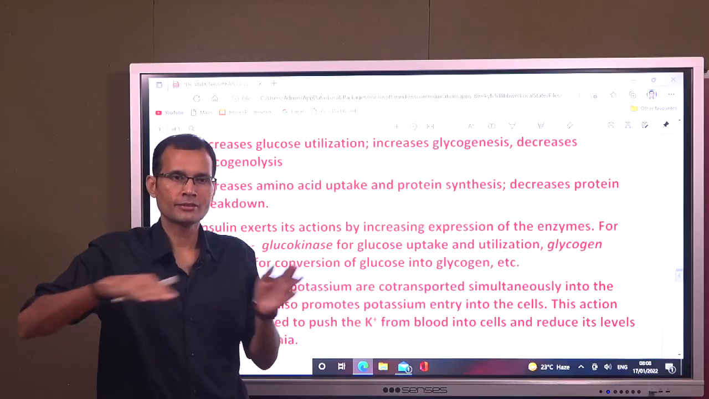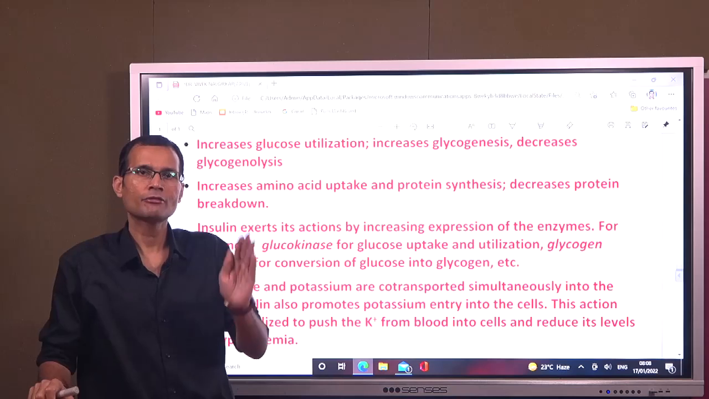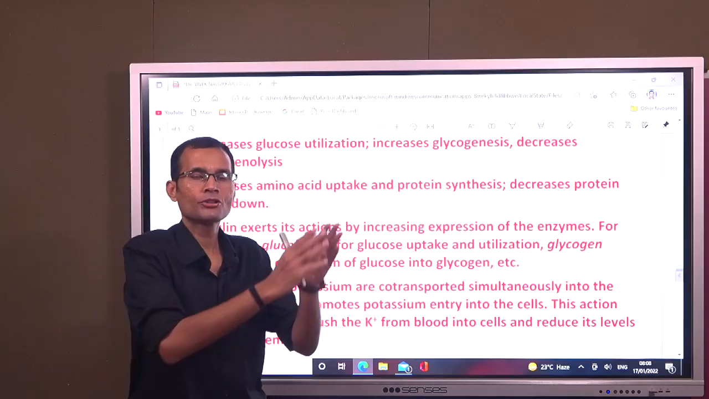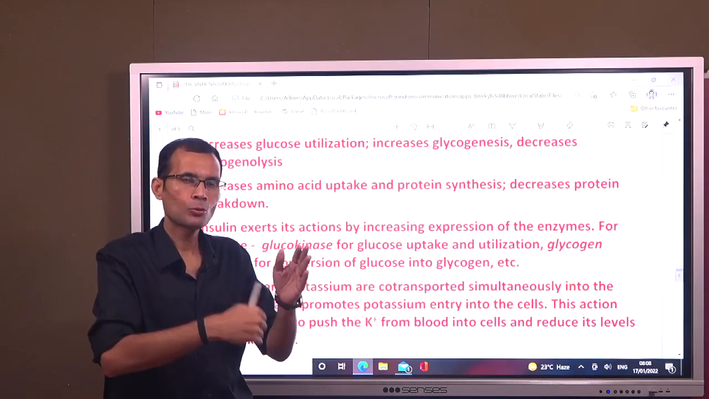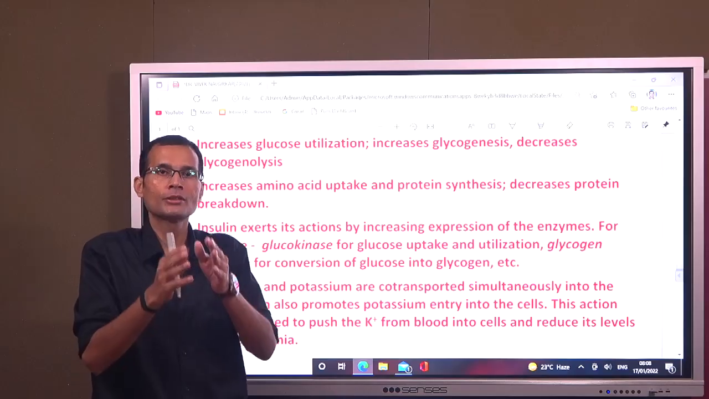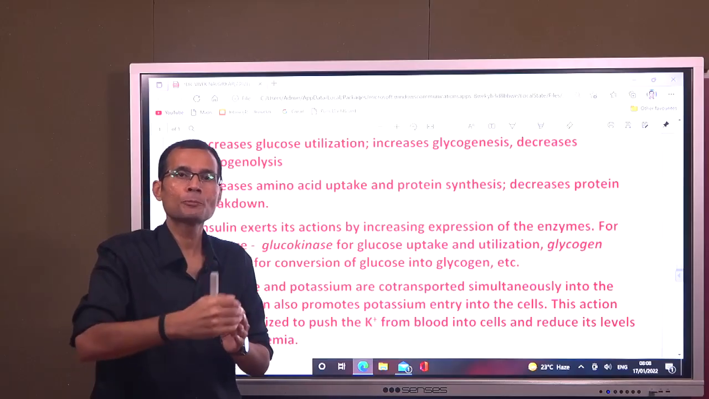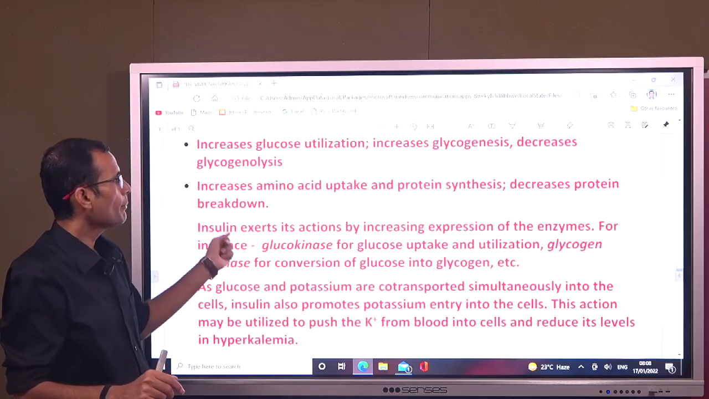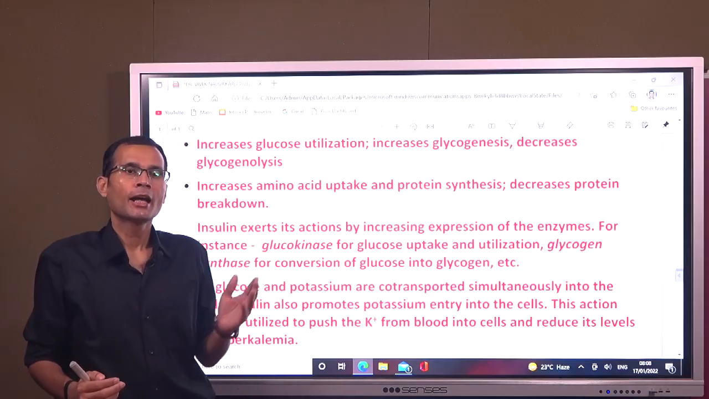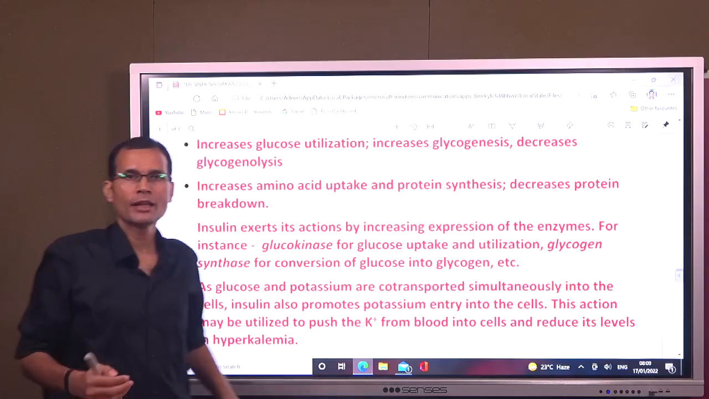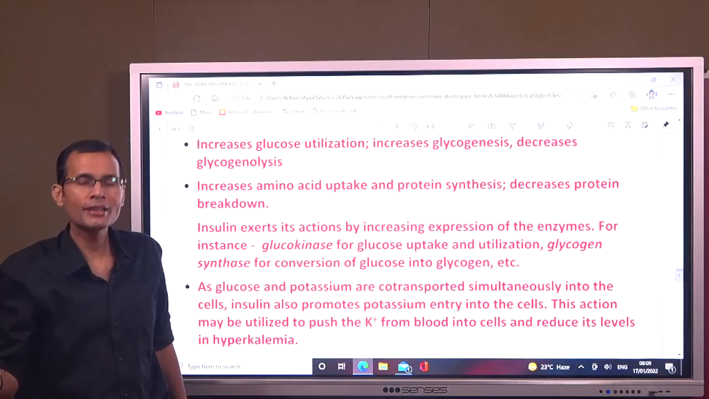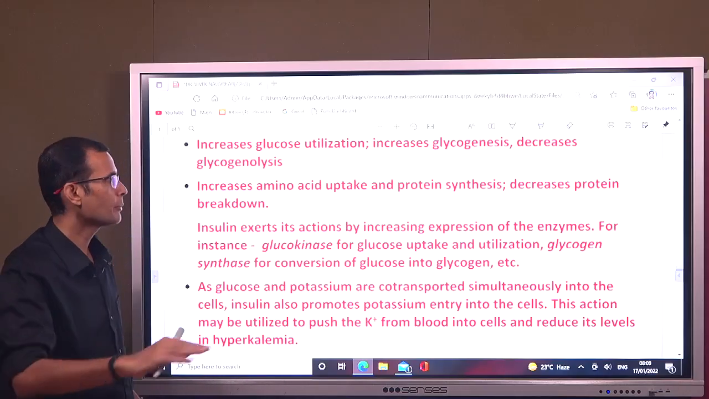You must think like this: all three nutrients, carbohydrates, fats, proteins. And what is the action of insulin? For carbohydrates, it promotes glycogenesis, glucose converted to glycogen, and prevents glycogenolysis. Second, protein: it promotes protein synthesis. Therefore, amino acid uptake is promoted by insulin and it prevents protein breakdown. And the same for fat: it promotes triglyceride synthesis in the adipose tissue and prevents lipolysis. Lipid breakdown is prevented.